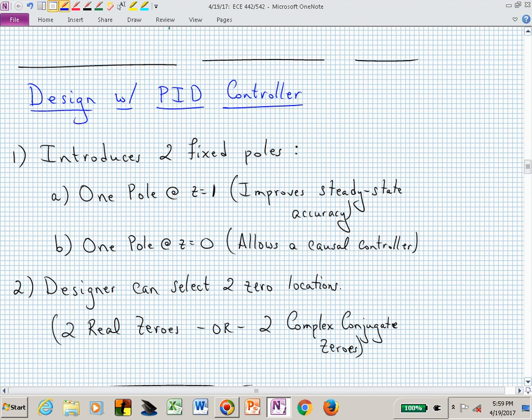And we have 2 finite zeros in this PID controller. We have to have at least 2 poles. And that's where we have this pole at z equals 0, and that's a fast pole that we have access to. Then the designer, that's you, can select 2 zero locations, and those zeros could be either real, or if you want them to be complex, they have to be in conjugate pairs. So they have to be in the same place in the upper half plane as they are in the lower half plane.